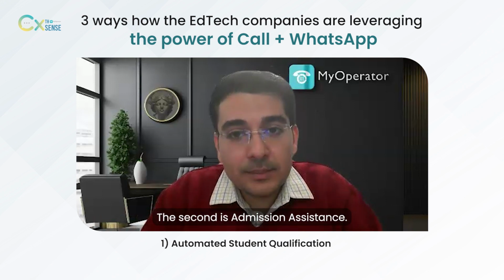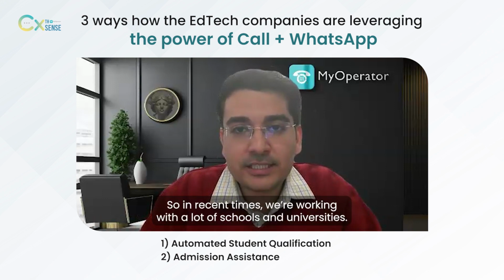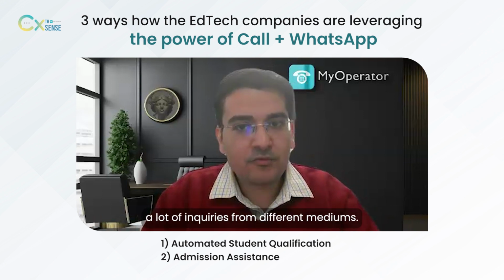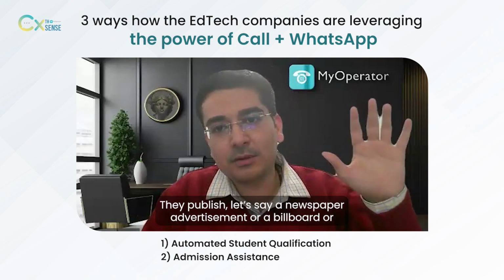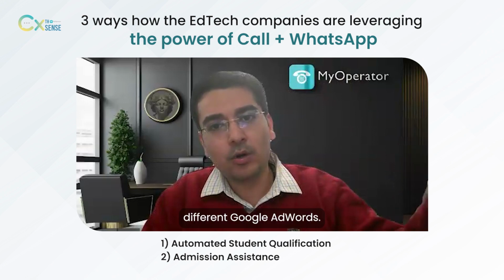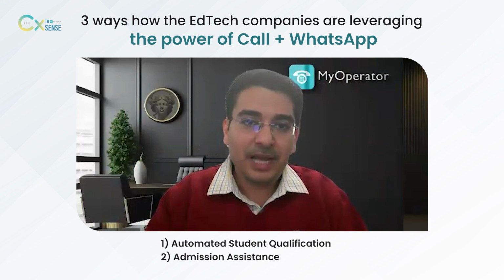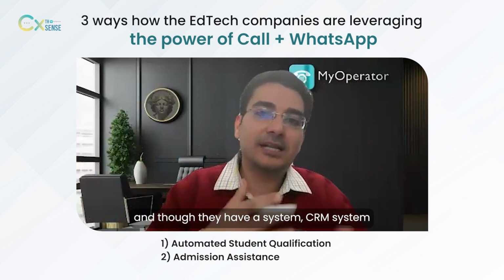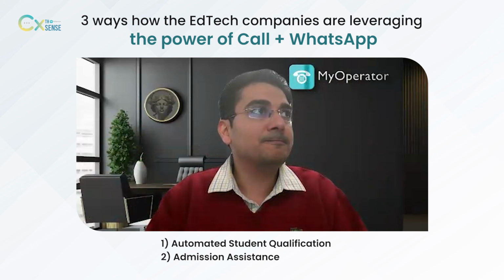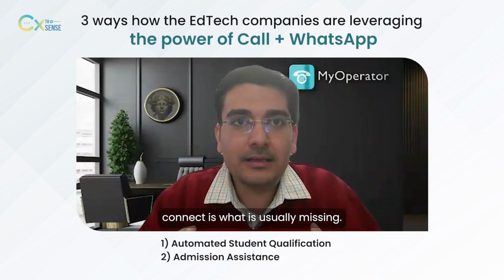The second is admission assistance. In recent times, we're working with a lot of schools and universities. During the admission seasons, they start receiving a lot of inquiries from different mediums. They publish, let's say, a newspaper advertisement or a billboard or different Google adverts. Now they start receiving a lot of inquiries. And though they have a CRM system and everything in place, instant connect is what usually is missing.